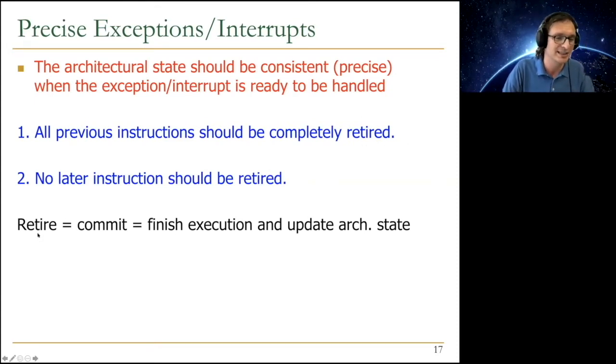Okay, so I used the term retire over here, and let me define it a little bit more clearly. This is also called commit. Essentially, this means finish the execution and update the architectural state. We're going to use the term retire many times later on, because instructions will retire or commit in the order that the program is written. And that's what we're going to support in this first half of this lecture.